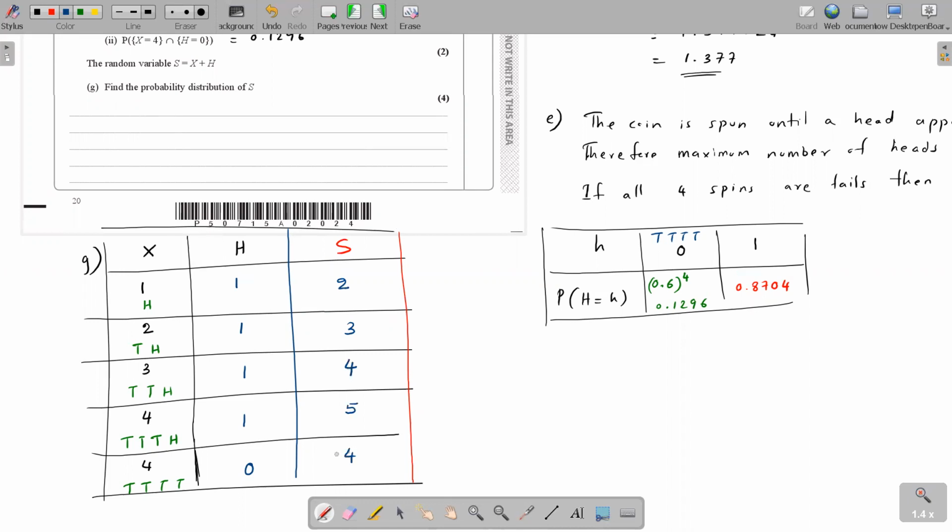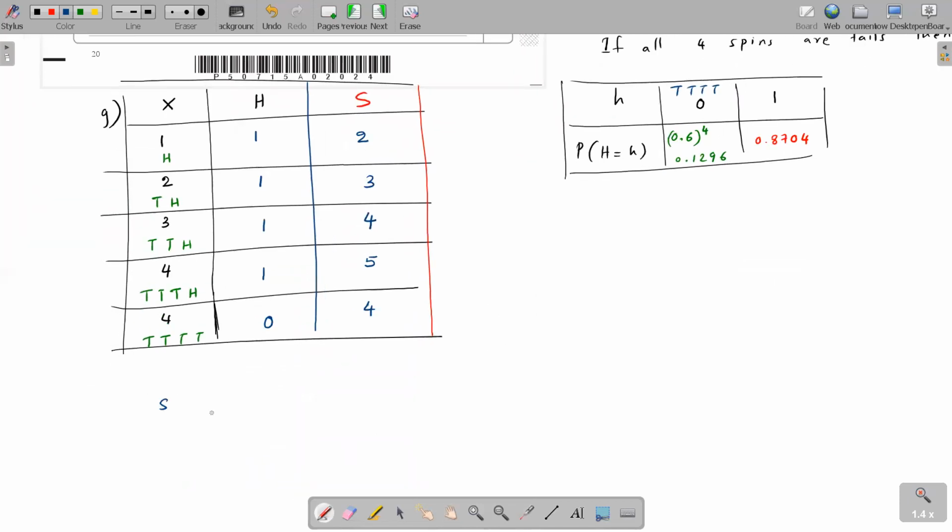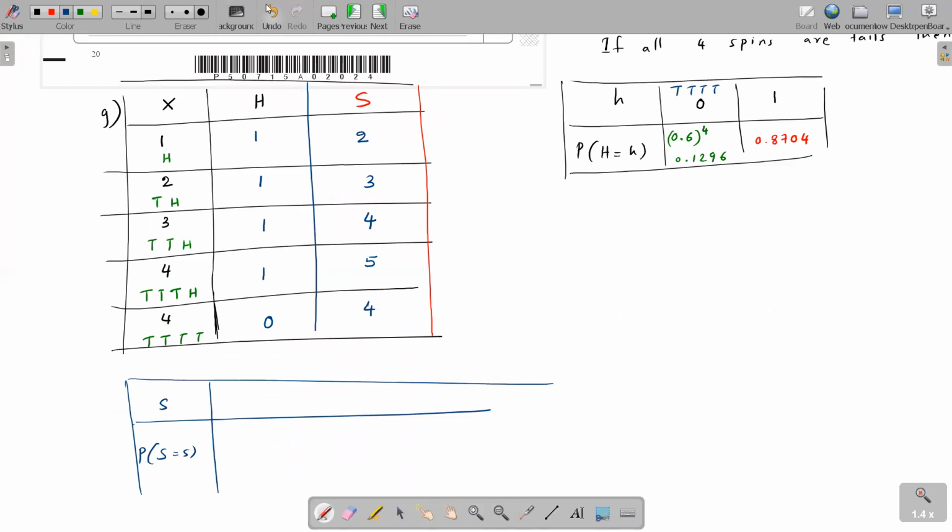So you have to make now, not this table, but the probability distribution. Probability distribution means you have to give each S value with its respective probability. Okay, so what are the S values? Make a table. You have to give the S value and the respective probability. That's called a probability distribution. So what is the S value?